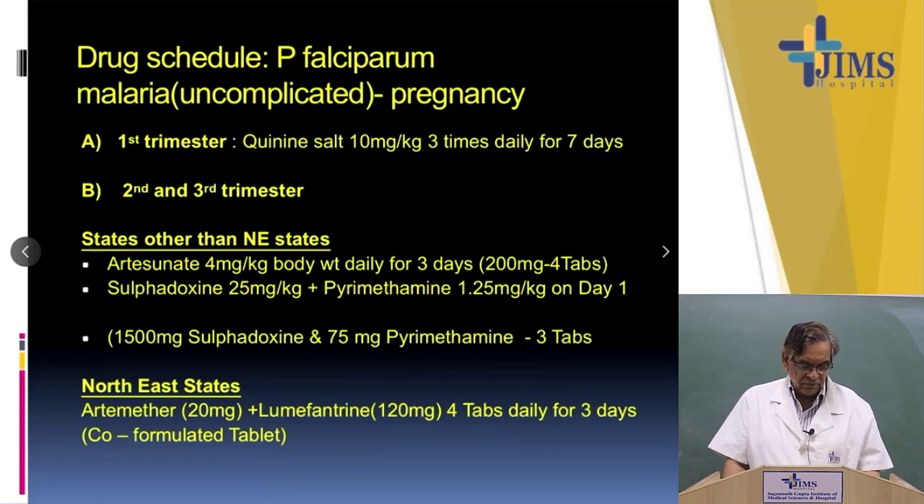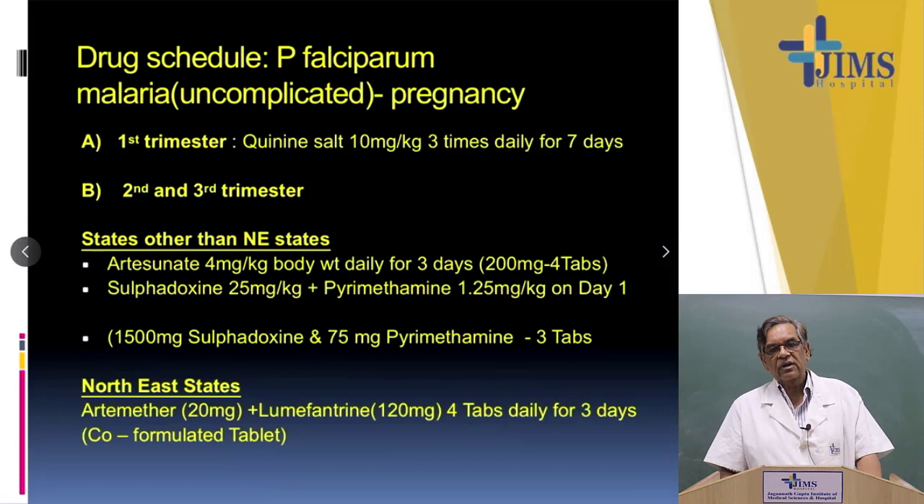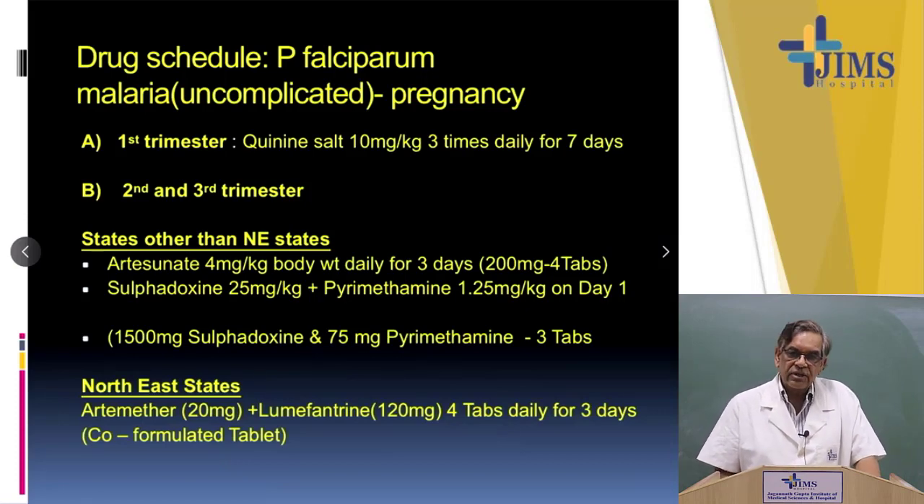And what is the ACT we give? In states other than northeastern states, we are giving artesunate with sulfadoxine pyrimethamine. And in the northeastern states, we are giving artemether with lumefantrine.